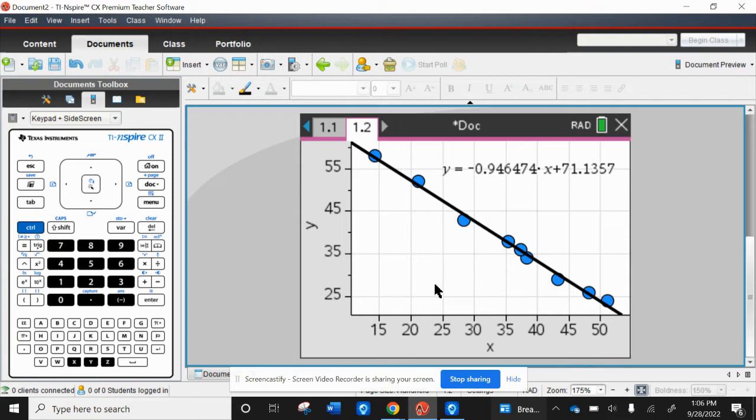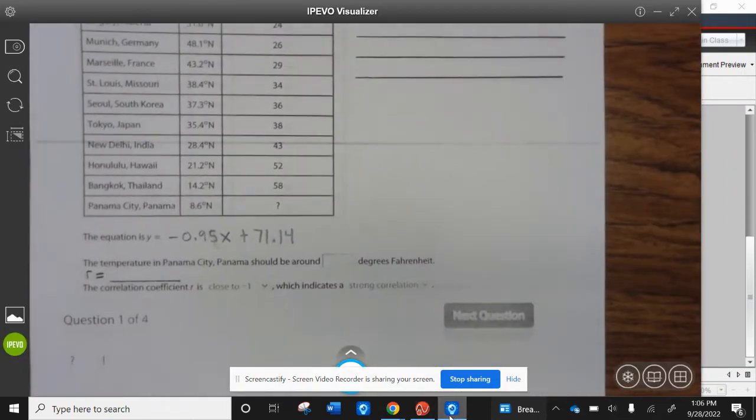So y equals negative 0.94. Now, the 6 rounds to a 5, X plus 71.4. 0.14, sorry. All right, so there's our equation.